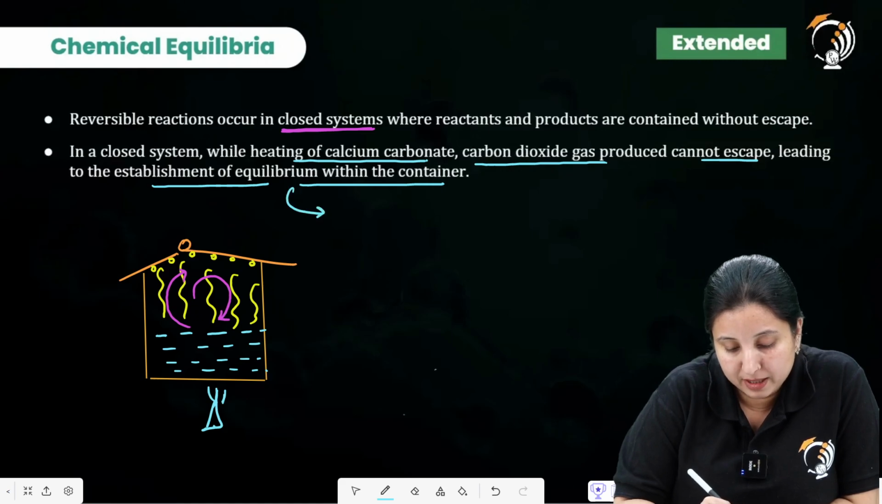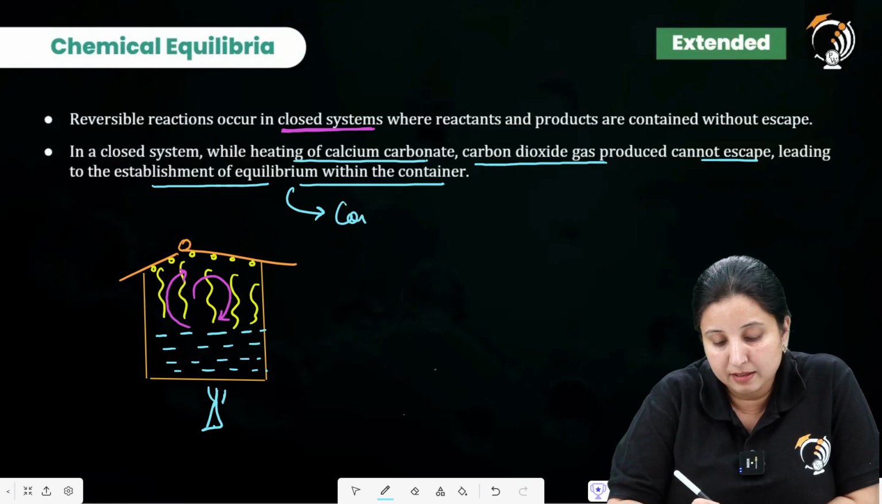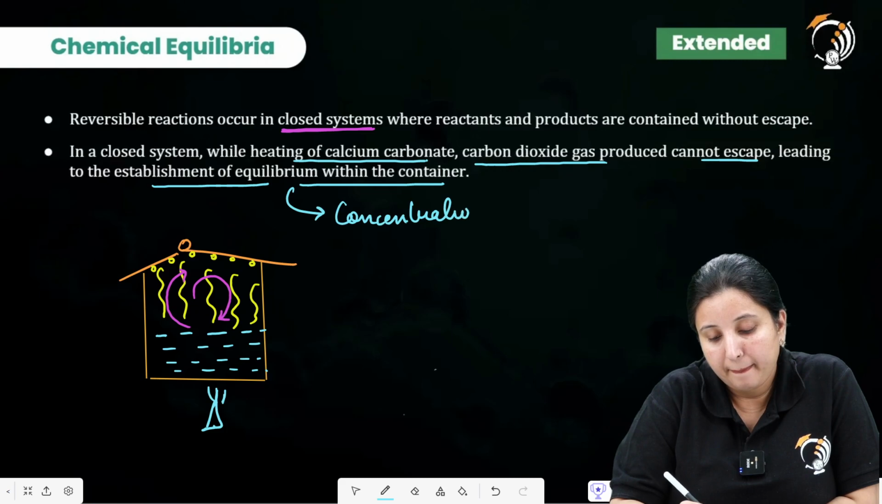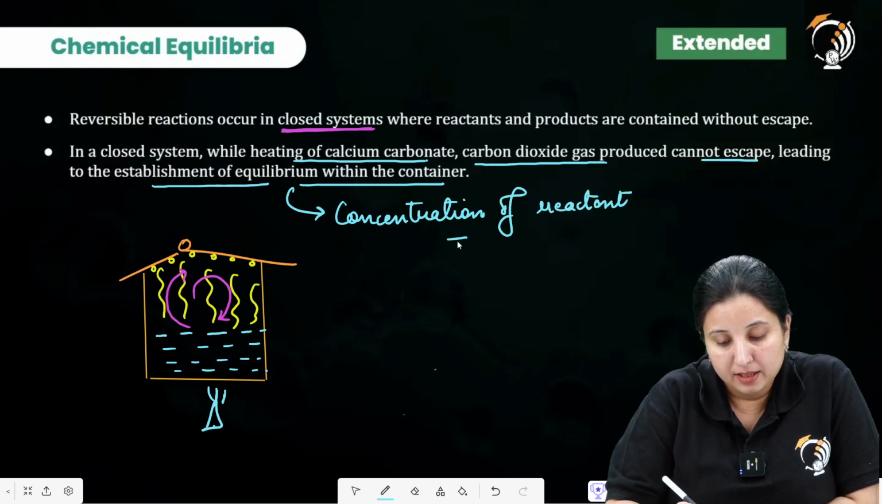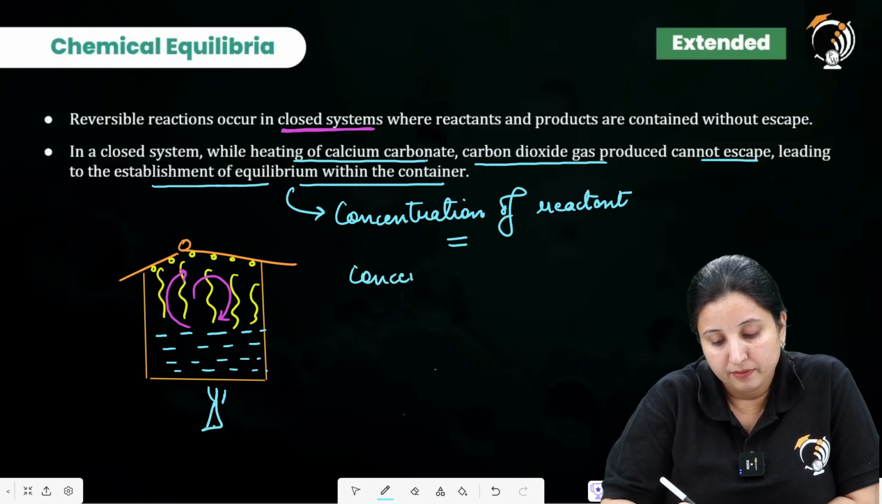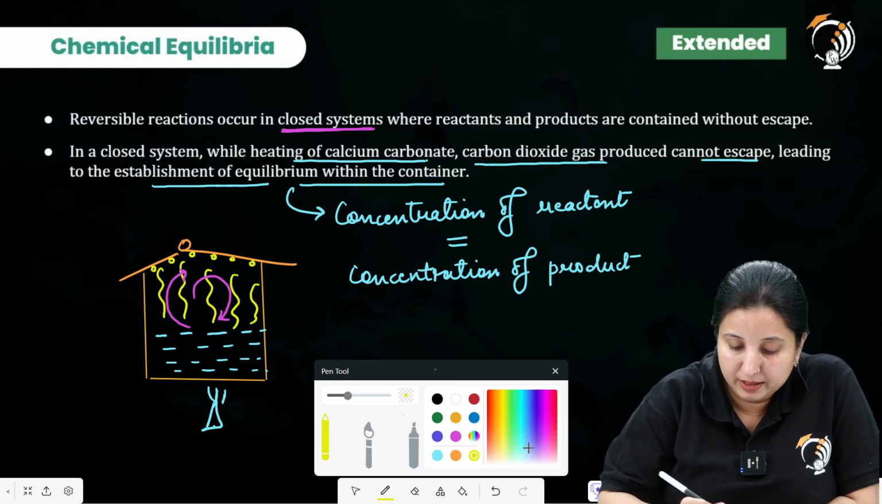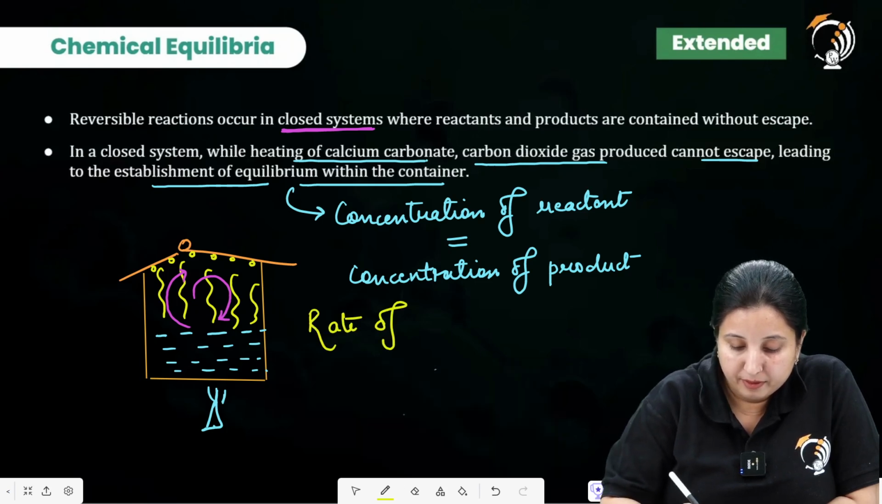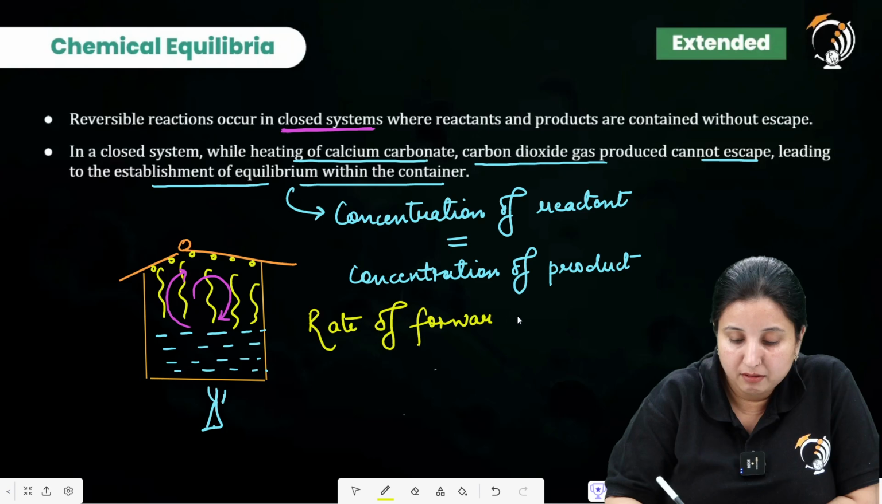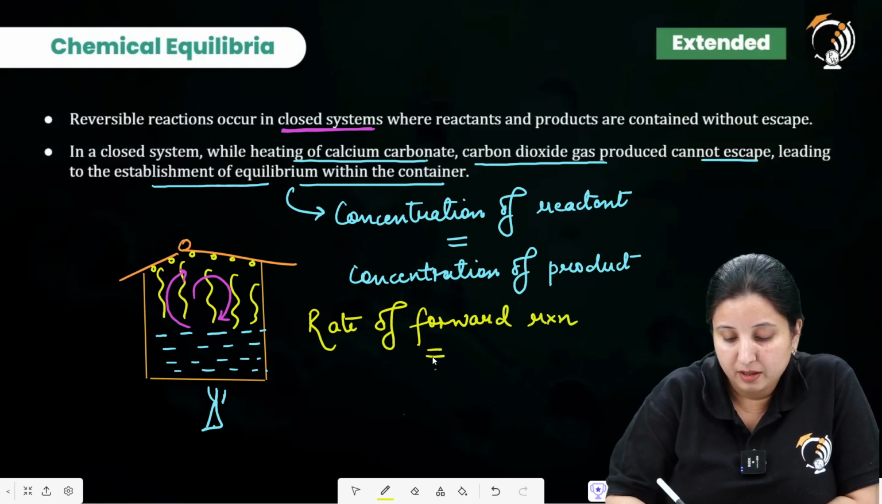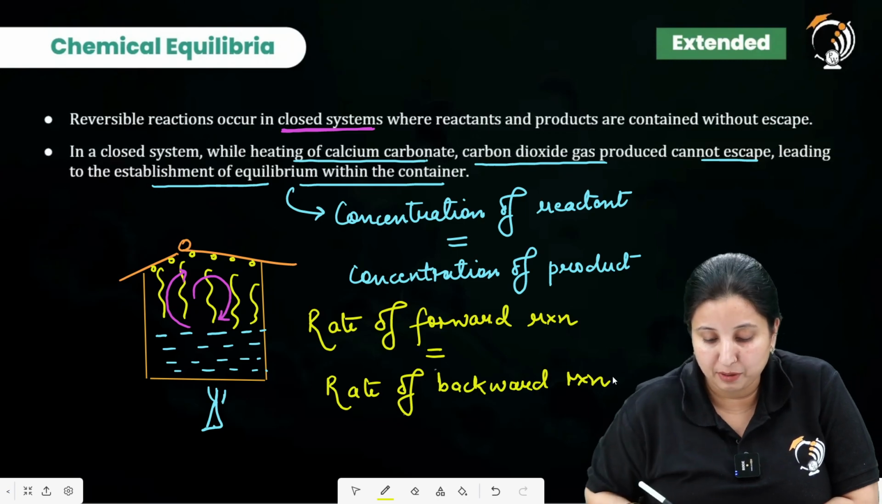So over here, when we say the reaction has achieved equilibrium, the concentration of reactant is equal to the concentration of product. You can also say that the rate of forward reaction is equal to the rate of backward reaction.